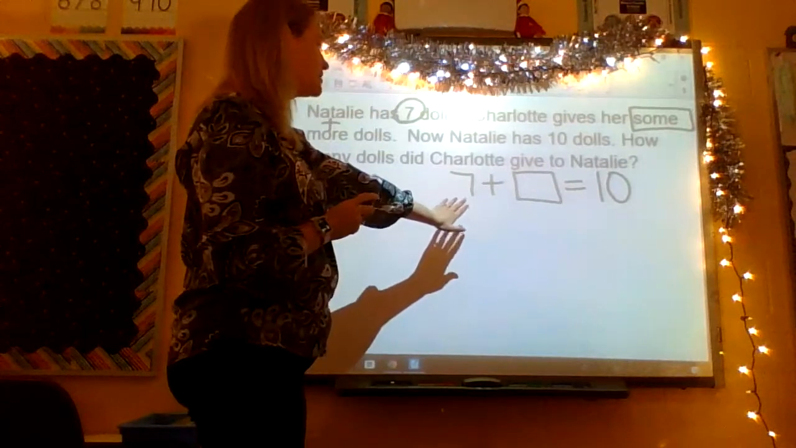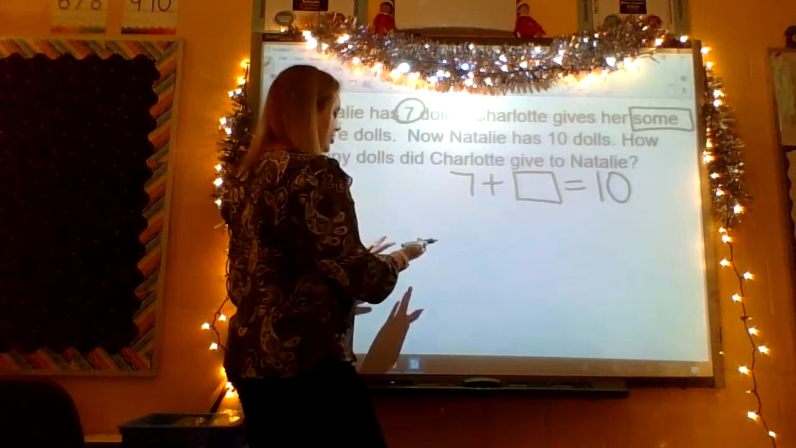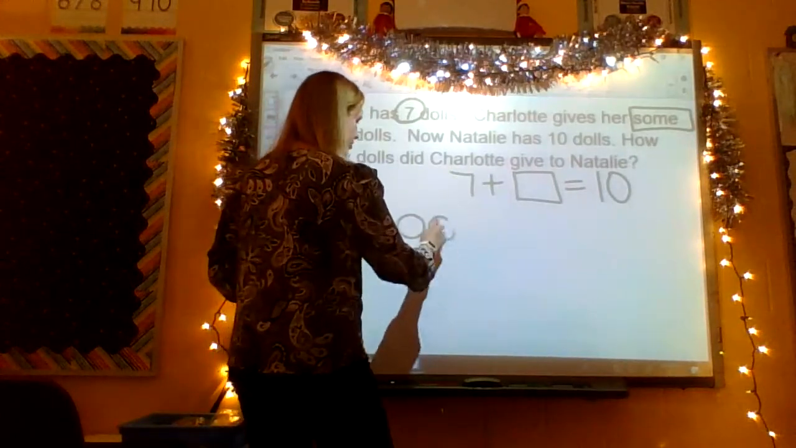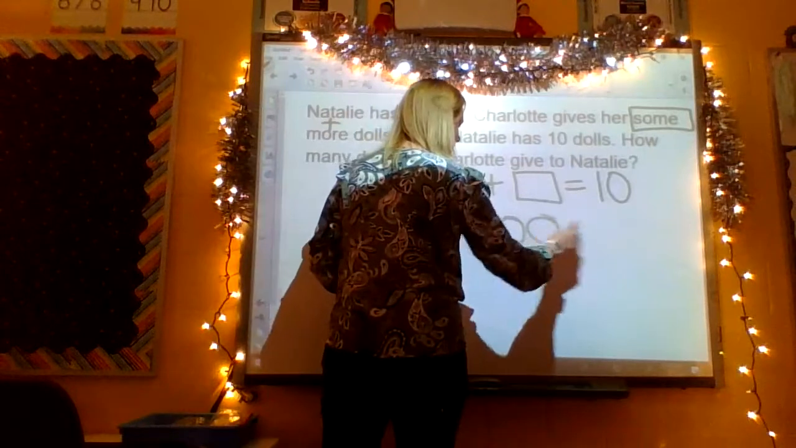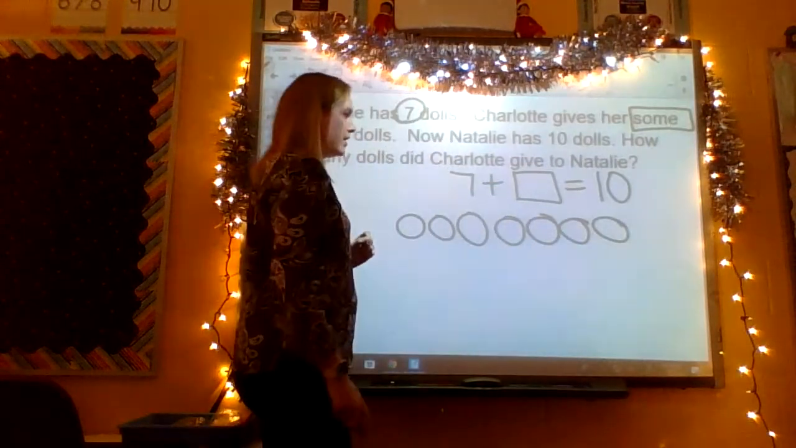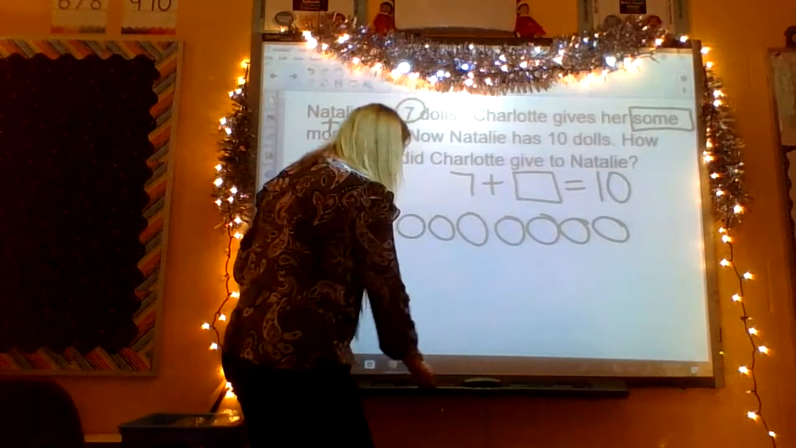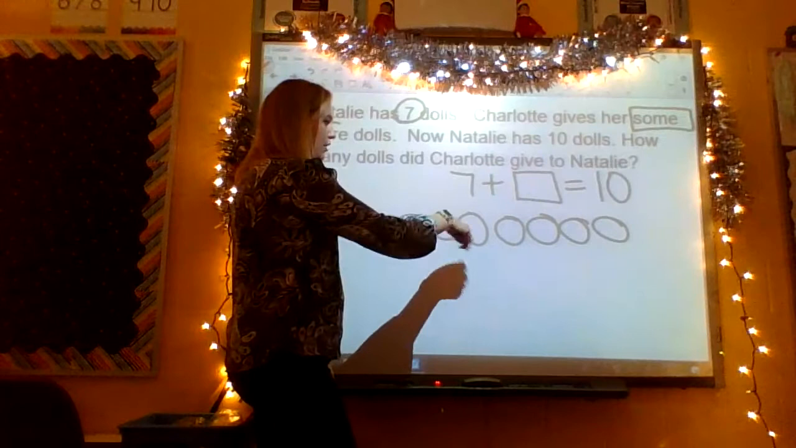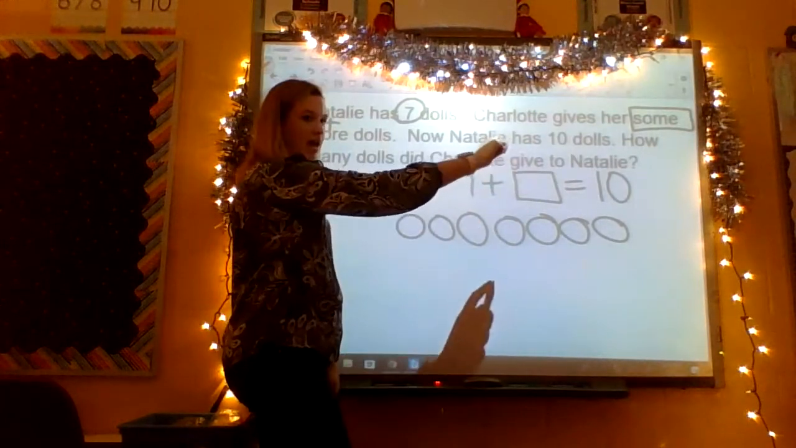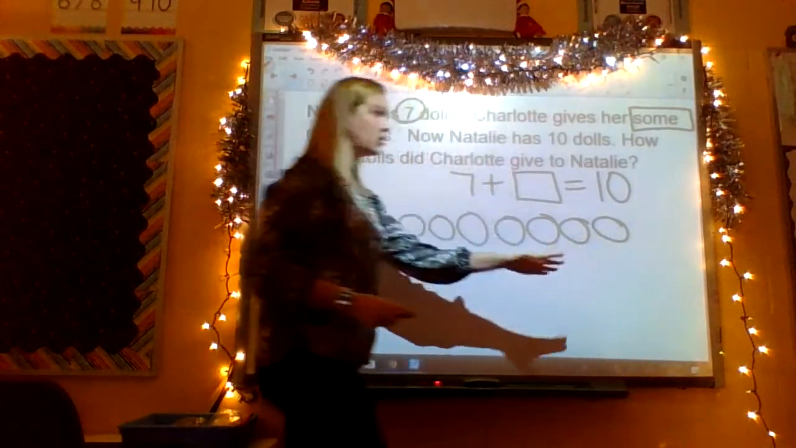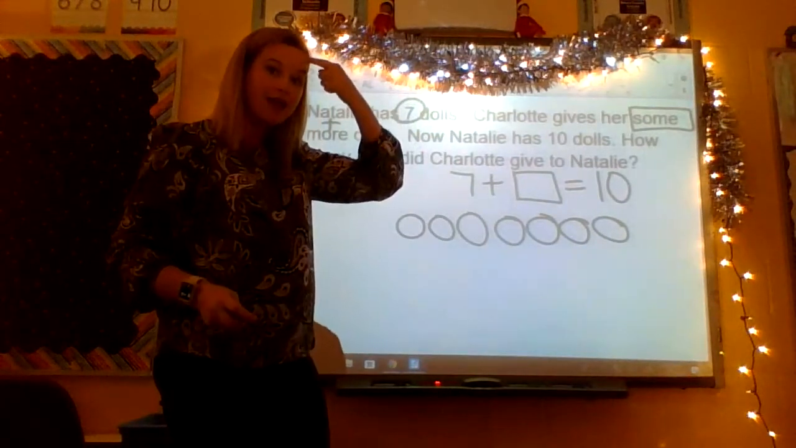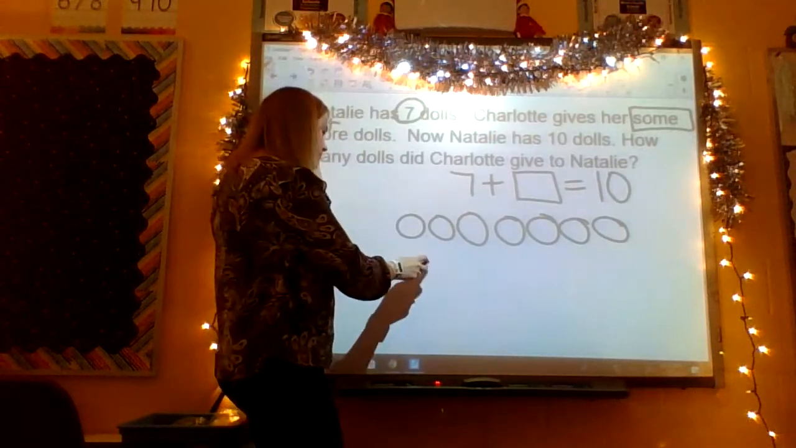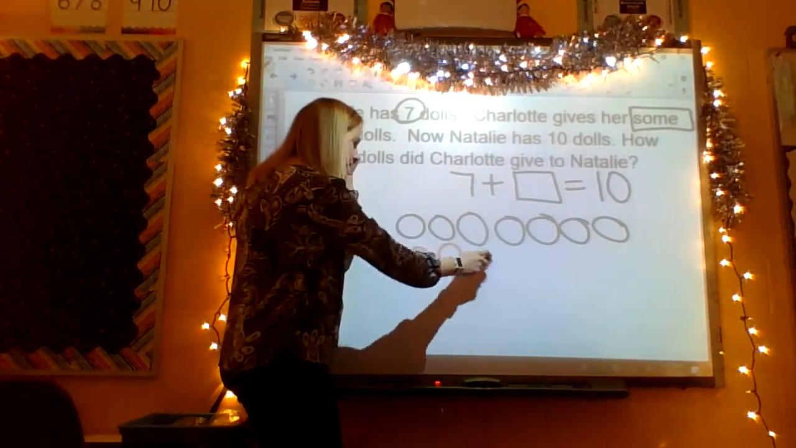So I'm going to draw 7 circles. That's my strategy I'm going to use. I could also use open number line, but I'm going to draw 7 circles. 1, 2, 3, 4, 5, 6, 7. Now, to get to 10, I'm going to count on. So I'm not going to go 1, 2, 3, 4, 5, 6, 7, 8, 9, 10. I know I have 7 circles, so it's like you're putting 7 in your head, and then you're going to add till you get to 10. So 7's in my head, 8, 9, 10.